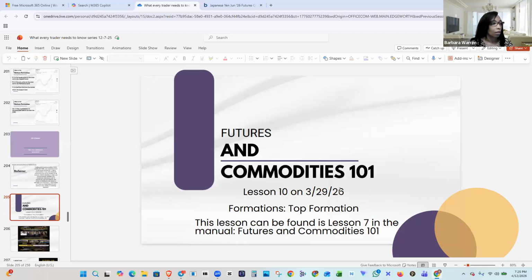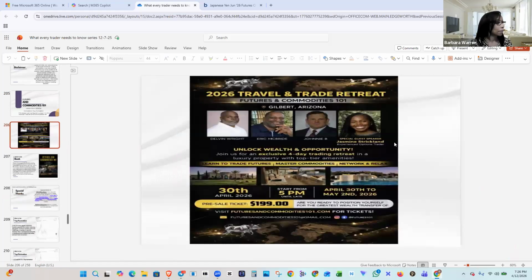Okay, are we going into top formation? Yes. All right, so here we go into top, since we know the bottom. We need to make sure we got a top formation as well. We're now going to do top formation tonight. This is going to be lesson 10, and it can be found in the manual in lesson 7 for Futures and Commodities 101.